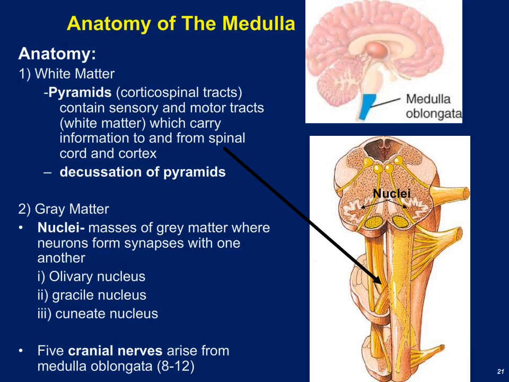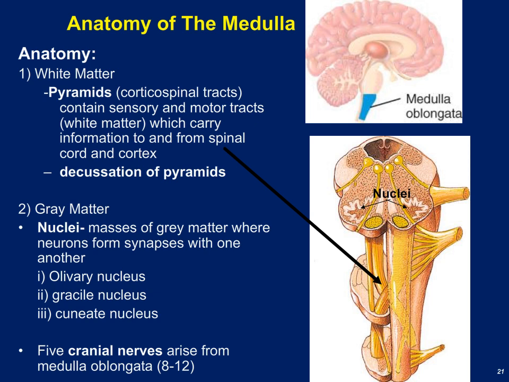So the first part of the brain stem is the medulla oblongata, or just medulla for short. And it has both white matter and gray matter. Remember that white matter contains the myelinated axons, whereas the gray matter contains the cell bodies and also the dendrites and synapses and so on.